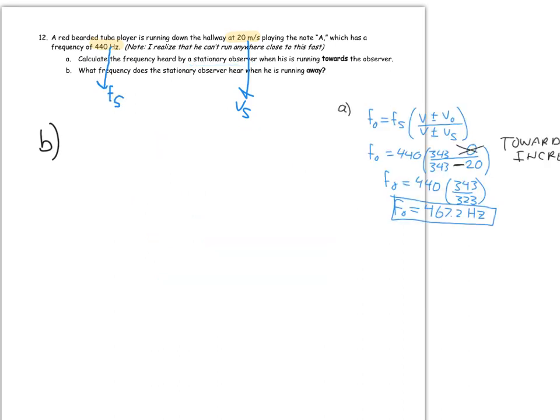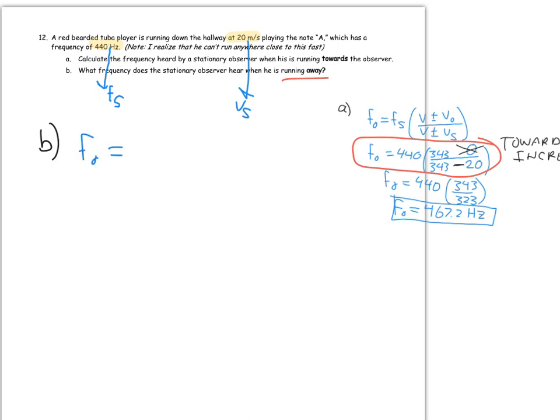Okay, so for the second part, I'm going to be using the same equation. It's still a Doppler effect situation. The only thing that changes is now the source, the tuba player here, is running away. So it's really just going to be one quick change. So I'm actually going to take this basic equation that I had here and go from there. We're just going to have to think about our signs once again.